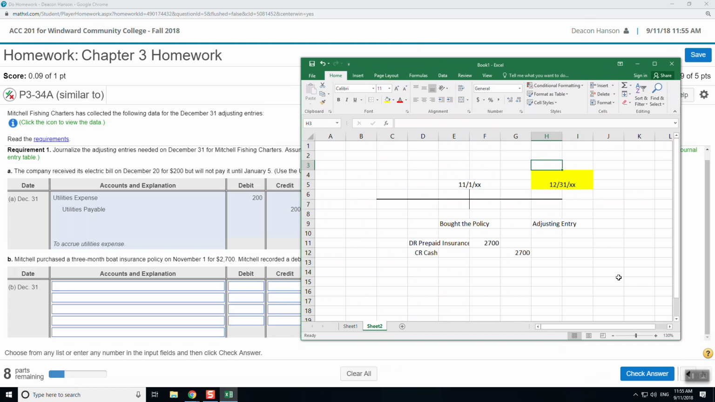So when we get to the end of the year, we have to think, okay, what was this 2,700 in insurance? And that represents an insurance policy. Now, between November 1st and December 31st, what did we get from this insurance policy? We got coverage. Right. 2 months of coverage, exactly. So when we make this adjusting entry, we have to adjust that amount for 2 months' worth of coverage.